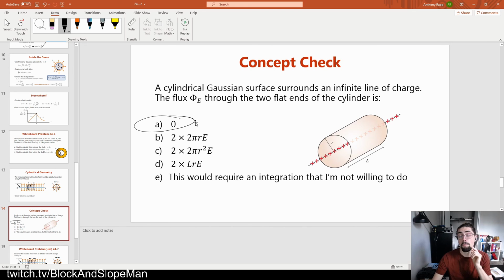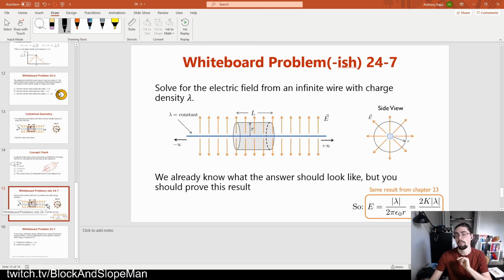But that's helpful because that means that the flux that we're concerned about is not anything to do with the end caps. It's only the outside shell of our cylinder. That's the surface that we need to worry about. So let's start with a problem here.